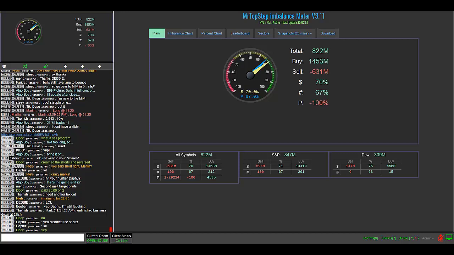We got some really decent selling going on here. These ticks are buried below. Okay, so I think I did a better job today explaining that than I did yesterday. Like I feel like I did.